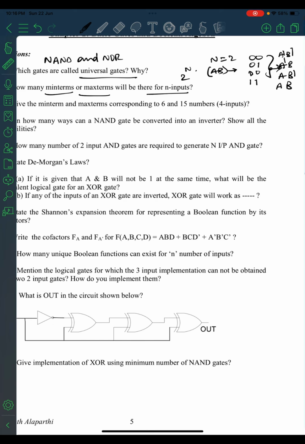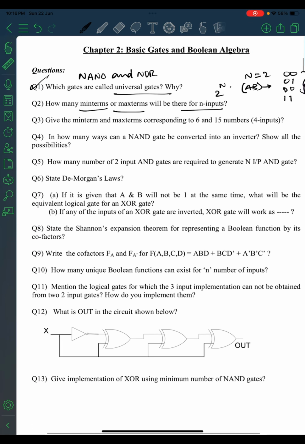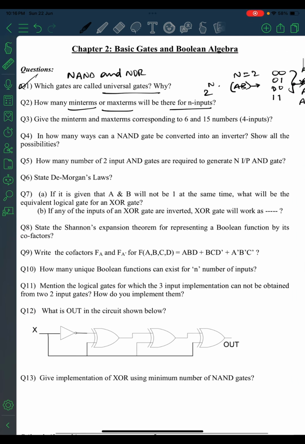If the variable count is 3, then the count will be 8 in both cases. So the number of min terms and max terms for n inputs is 2 to the power of n. That is the answer to this question.